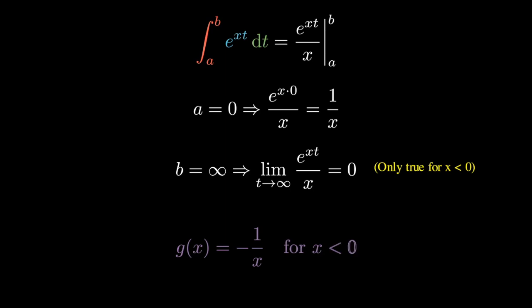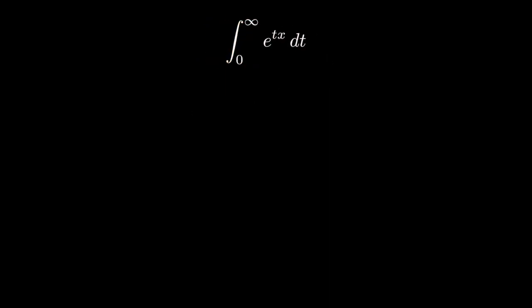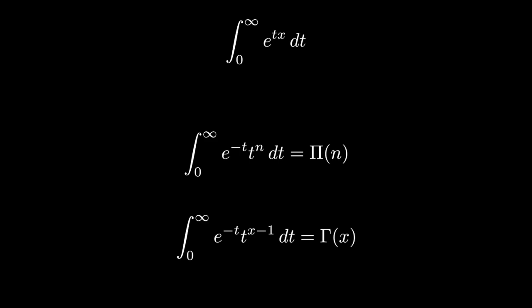So let's put the whole integral in the differentiation, flip the differentiation, and substitute x equals minus 1. And we got the pi function. Offsetting it by 1 leads to the gamma function.